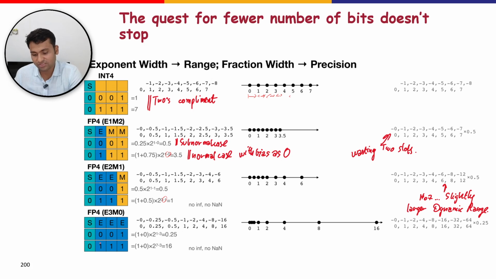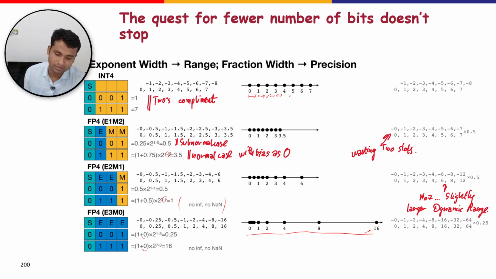And then we go to the extreme case of E3M0. In E3M0, the fraction bit is always going to be 0, so there's no point in calculating the fraction bit. Here also there is no infinity and not a number possible, because we don't have sufficient bits to represent them. Here you can see we have a much larger dynamic range, from 0 to 16. So the number of points effectively remains the same. The number of things you can represent with 4 bits remains the same, but the dynamic range, the range which we are able to cover, differs with the representation style.